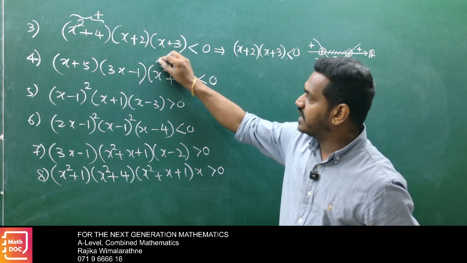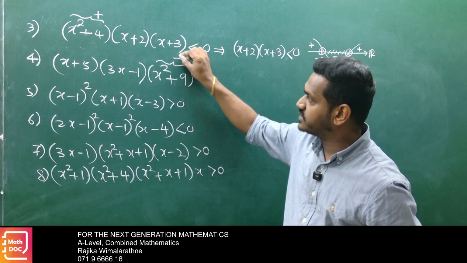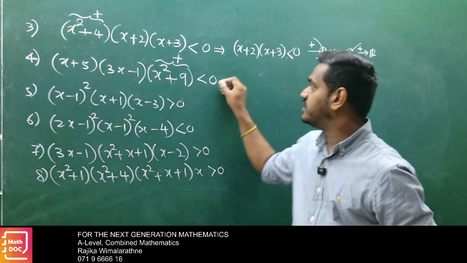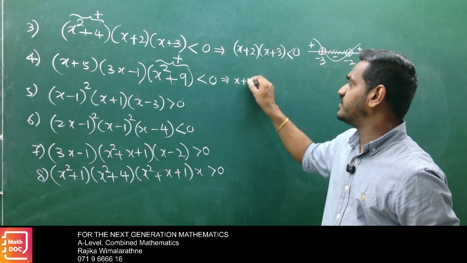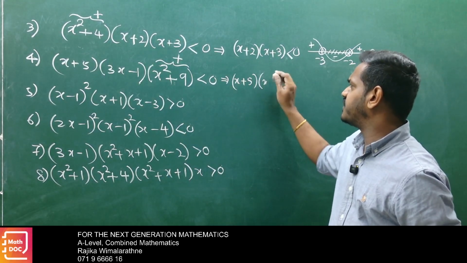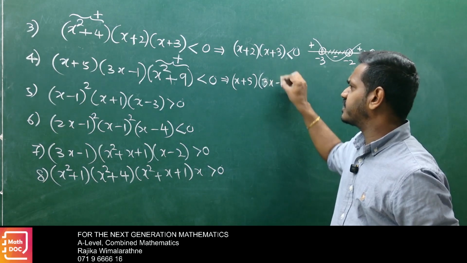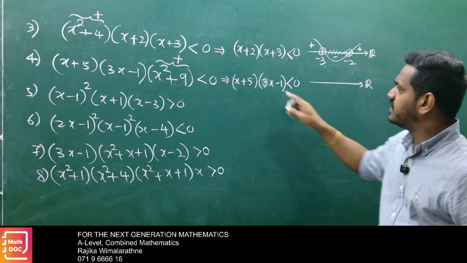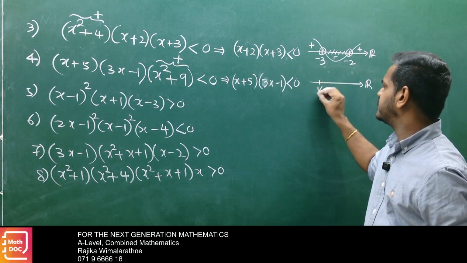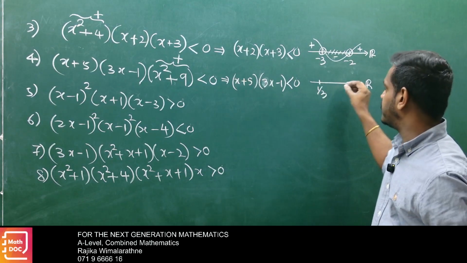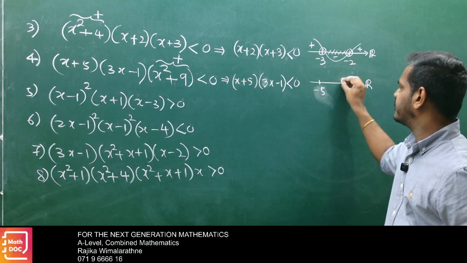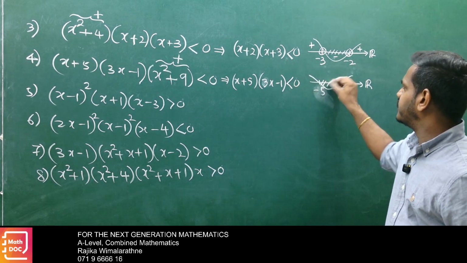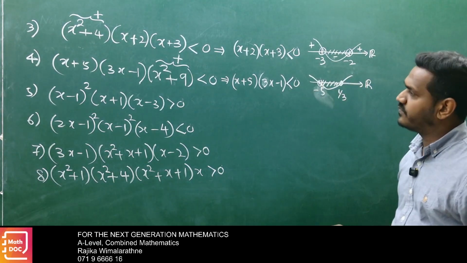Then x² + 9, x² + 9 is surely positive. Then the whole thing must be negative. Then you have to filter this one. That is (x + 5)(3x − 1) < 0. Then on the real number line, here the 0 value is 1/3 and here the 0 value is −5. Then negative, here is the negative region. Finally we write the answer.